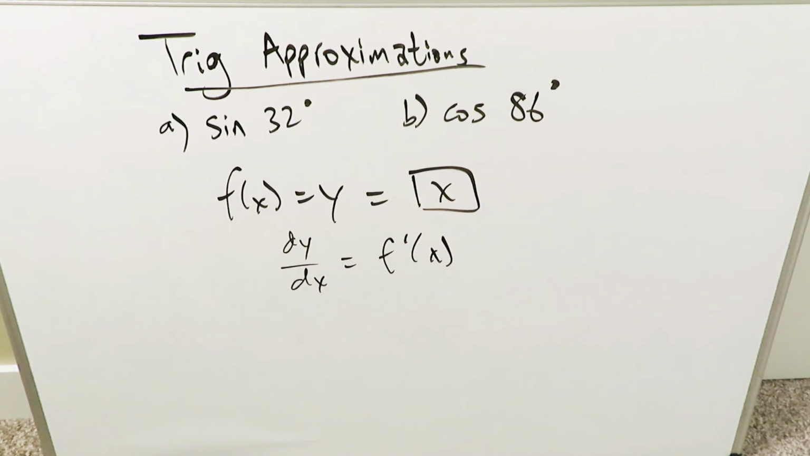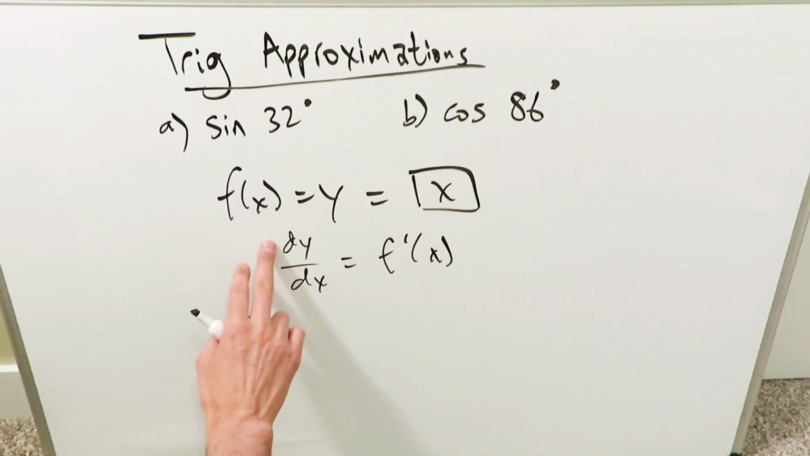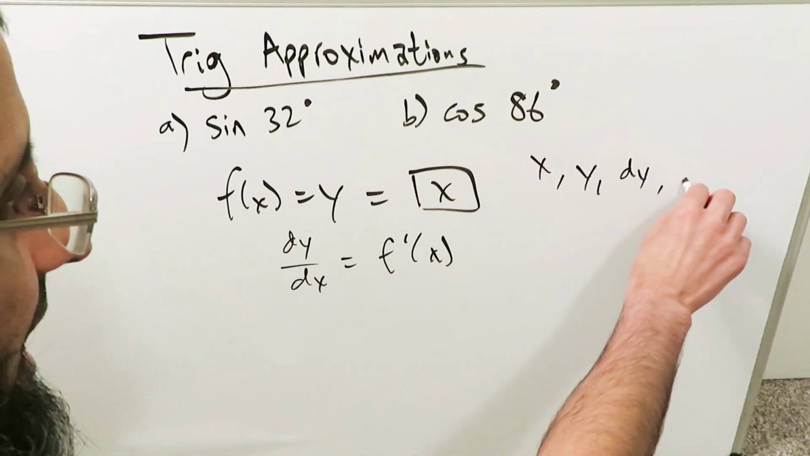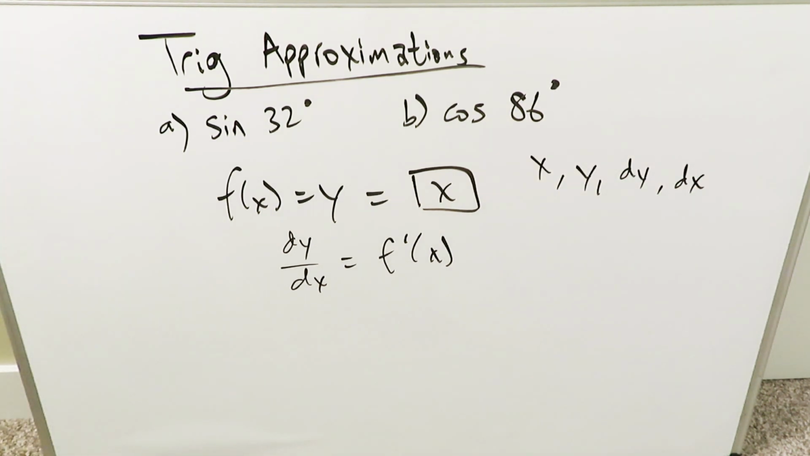There are four things which stand out over here. You have an x, you have a y, you have a dy and a dx. These are the items you need to find for these type of approximations. It seems intimidating, but it's actually very easy.